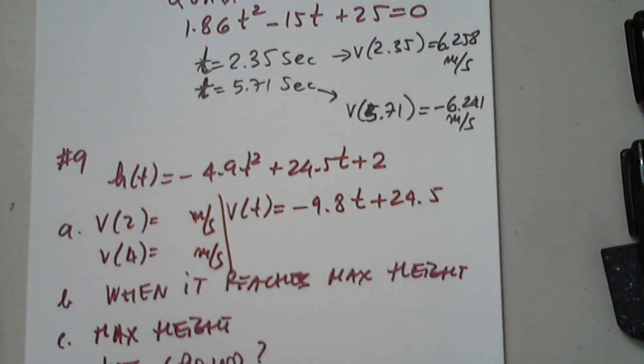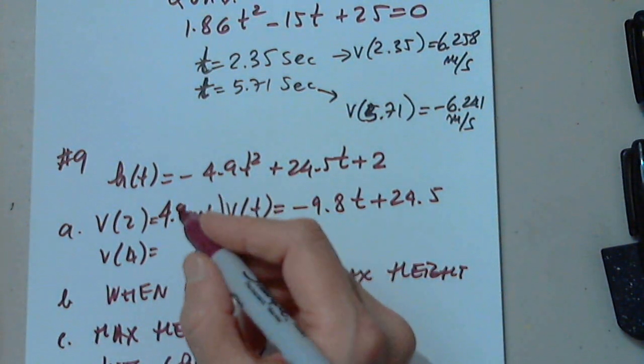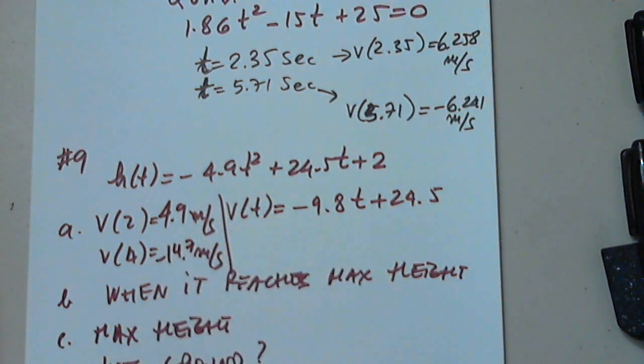So let's plug in this function and then plug in 2 and 4. So now the new function is negative 9.8 t plus 24.5. And then second and table. And we wanted 2 and 4. So 4.9 and negative 14.7. Okay, perfect.